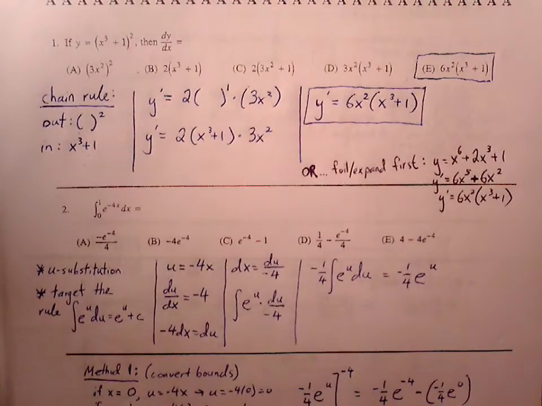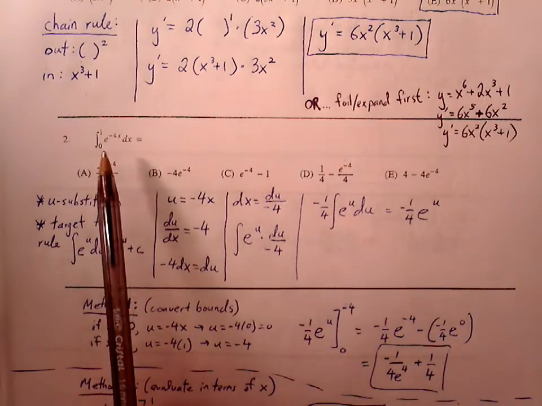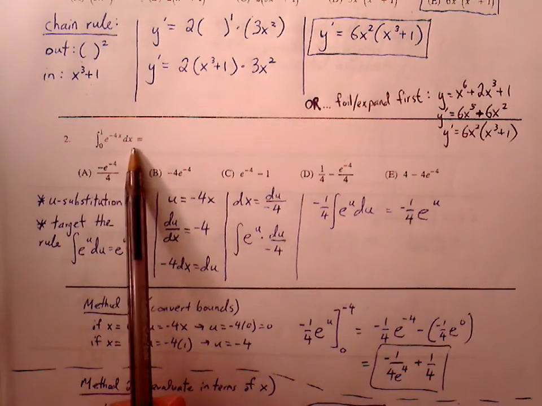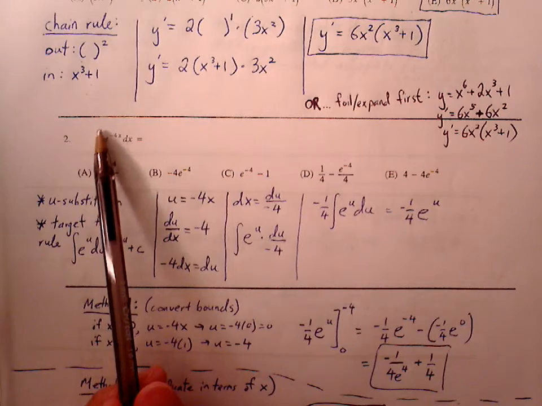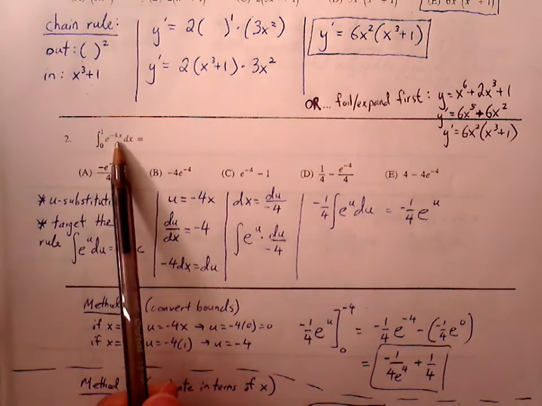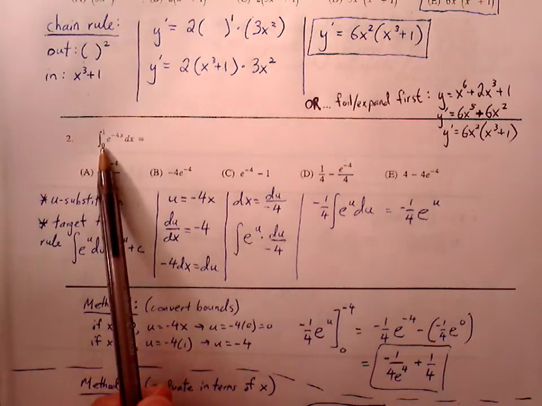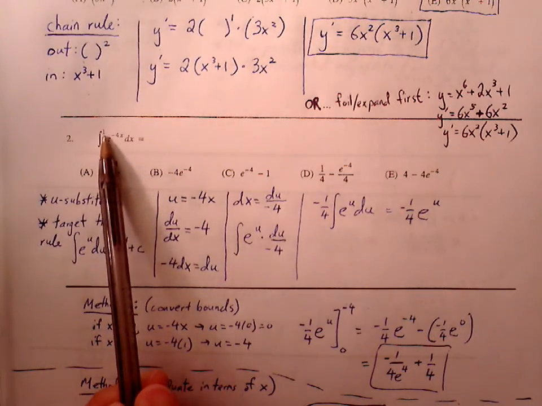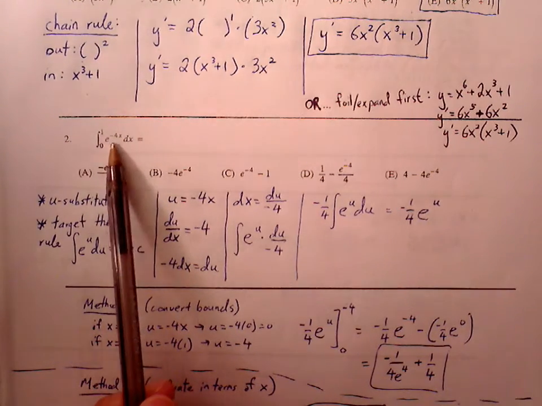For number 2, we have a definite integral that also involves U substitution. We have to make sure that we don't make the mistake of evaluating the bounds first. Right, so this is the integrand. The integrand does not see the bounds. The bounds are for the antiderivative. So we've got to put in the effort to figure out what the antiderivative is first, and then the final step, we work with the bounds.